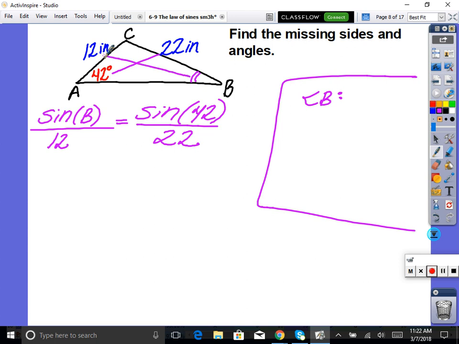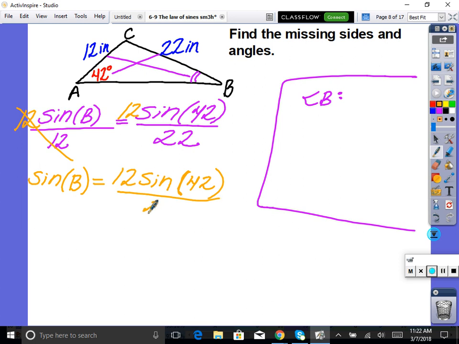Now to get B alone, we would first do what? This algebra. What would we do, Tanner Papke? Yes, multiply both sides by 12. You're awesome. So sine of angle B is equal to 12 sine of 42, that's a parenthesis, 42, divided by 22.